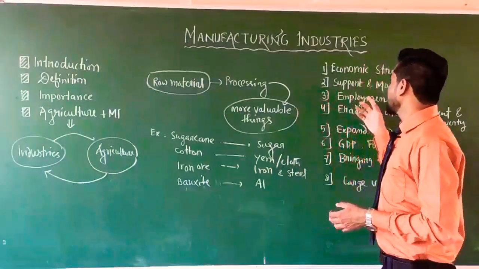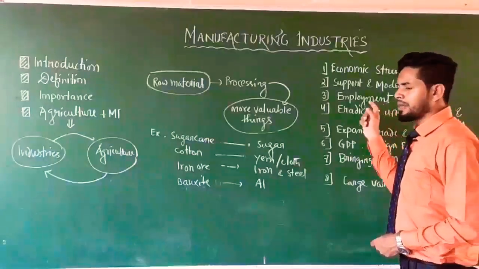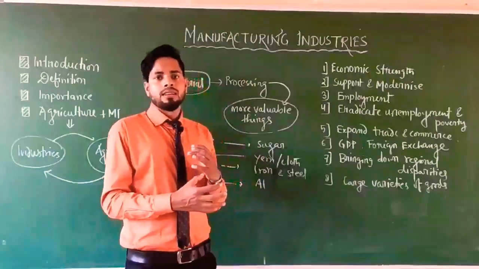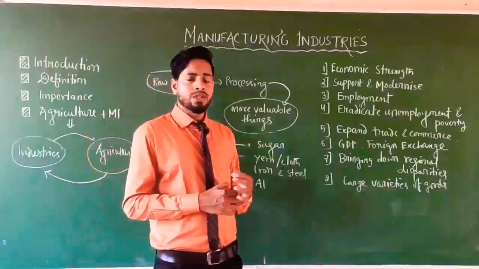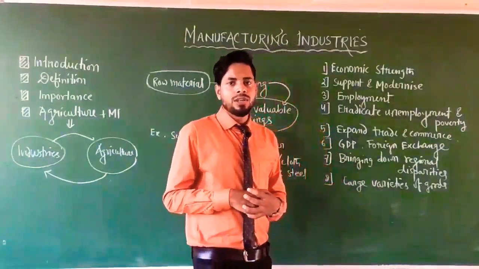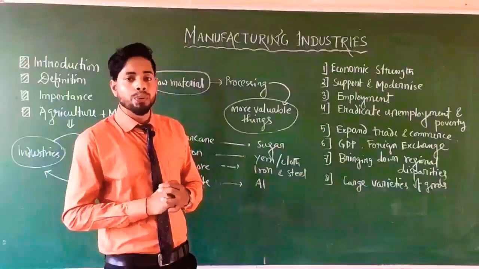Okay? These are the economic strength, support and modernize the agriculture, employment provided by the manufacturing sector, eradicate the poverty and unemployment. Next, it expands the trade and commerce, contributes to GDP and the foreign exchange, and brings down the regional disparities and also produces the varieties of goods.